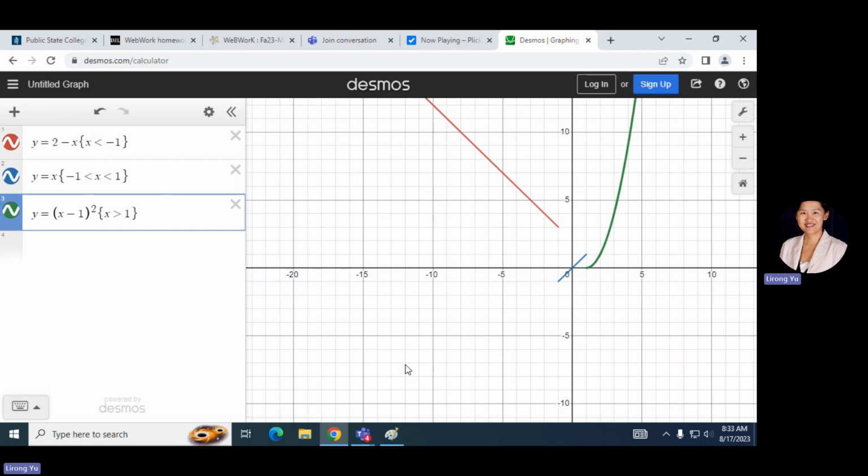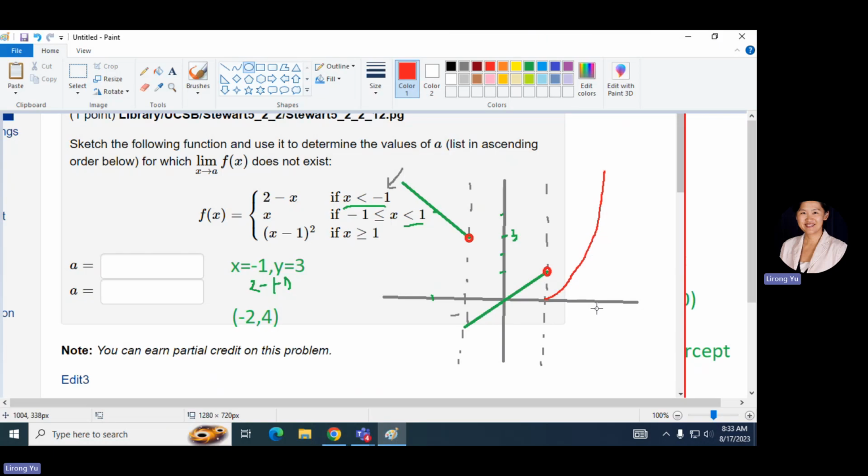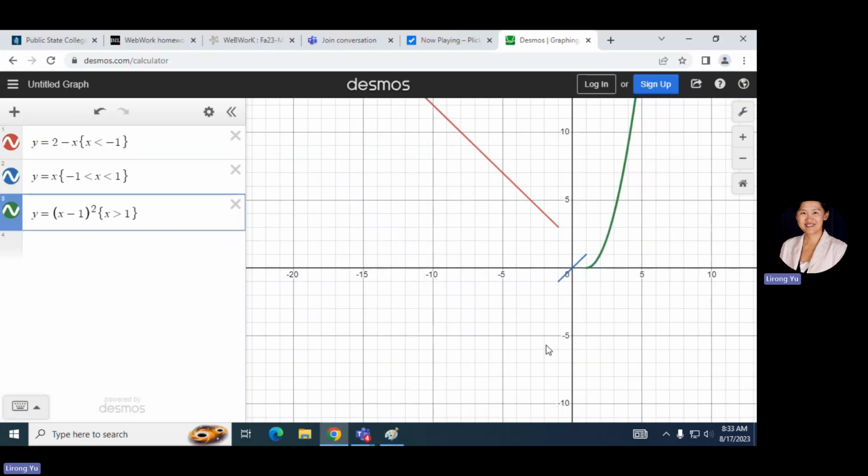My graph is a little off as far as the height of the 3. So that explains it. And there is no limit where we reach the jumps. Remember, if the function has a jump, or if the function is oscillating, or if the function increases or decreases infinitely, that's when we do not have a limit. So for this function, the limit at negative 1 does not exist. The limit at 1 also does not exist.